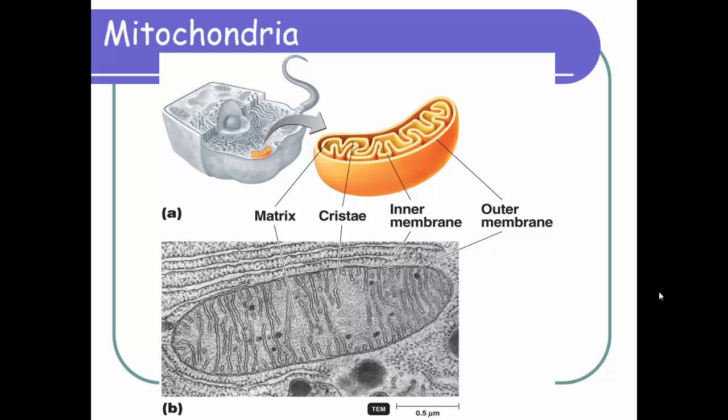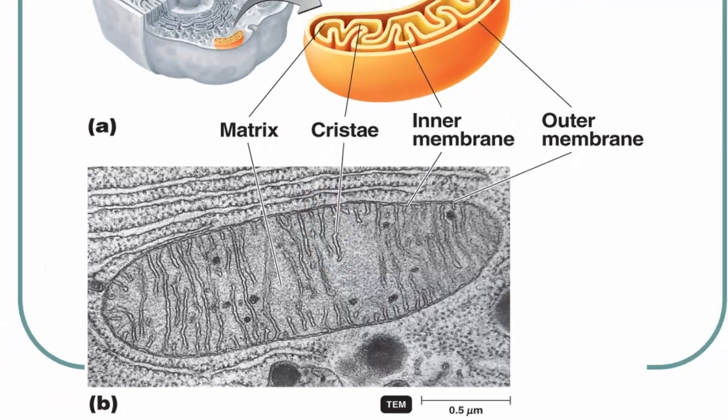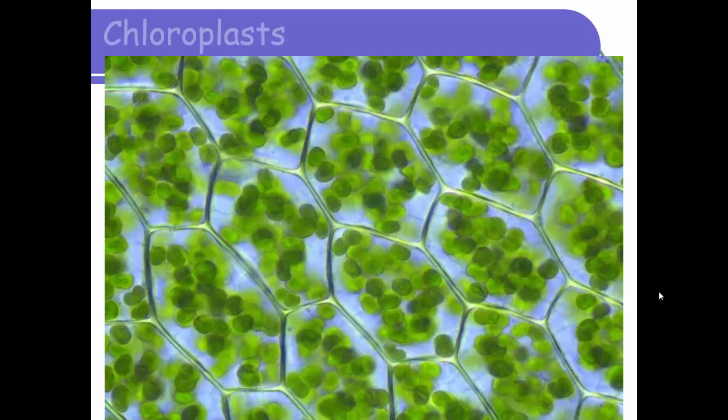The mighty mitochondria, a double membrane-bound organelle with the inner membrane folded, forming shelf-like structures known as cristae. And again, the mitochondria are involved in ATP production. The chloroplasts are somewhat similar in that they also are a double membrane-bound organelle with stacks of thylakoids that contain chlorophyll involved in photosynthesis. Here's some plant cells, and you can see the chloroplasts within the cytoplasm of these plant cells.